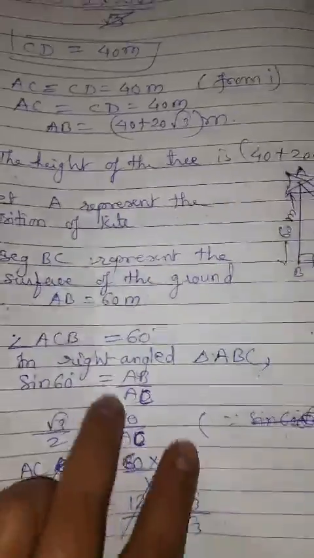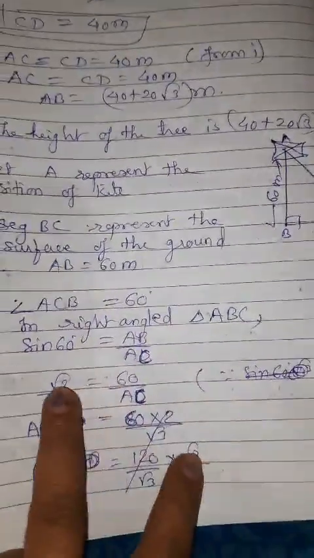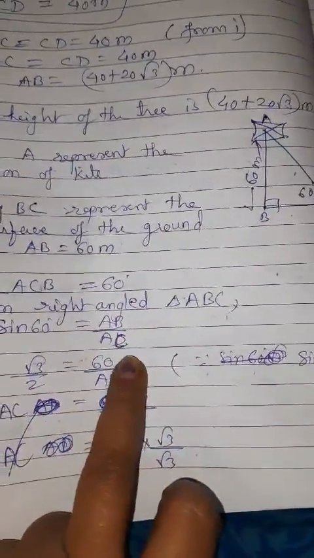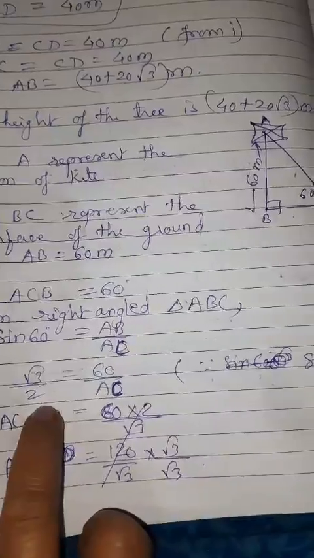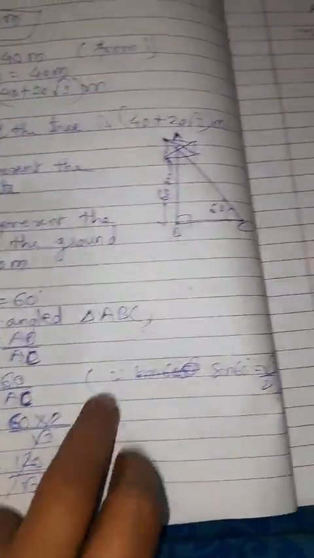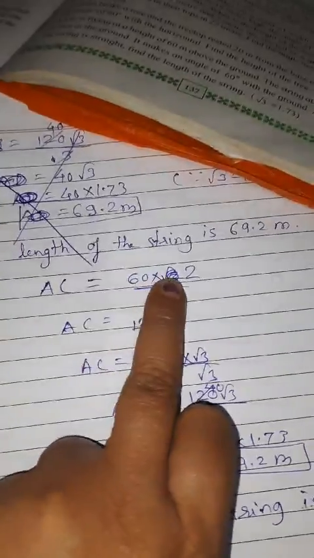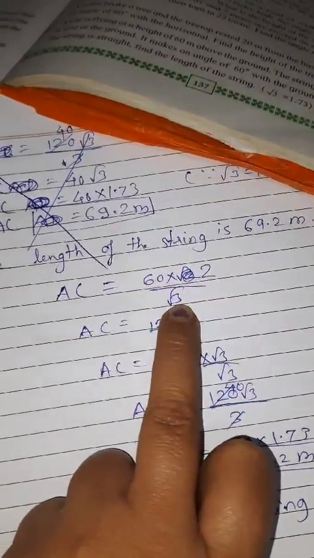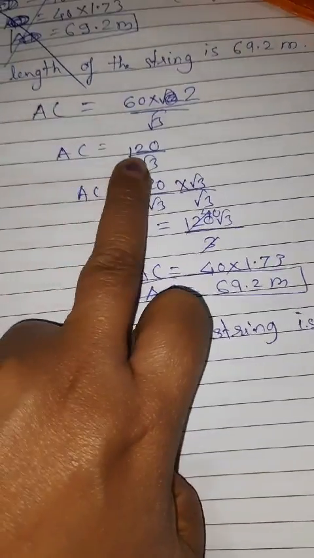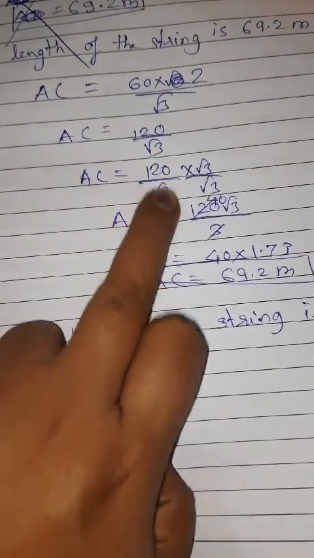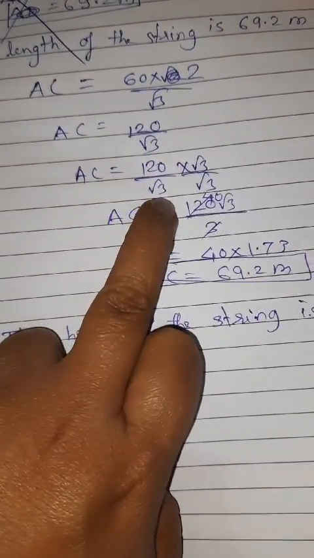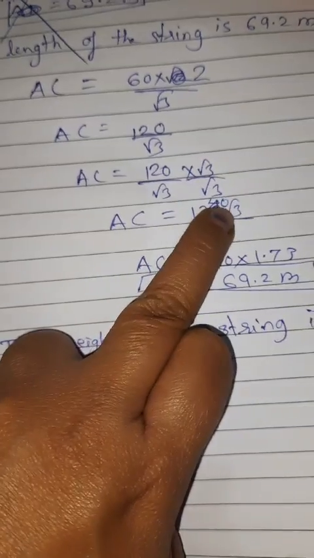AB is equal to 60 meter. In right angle triangle ABC, sin 60 is equal to AB upon AC. So root 3 upon 2 is equal to 60 upon AC. Sin 60 is root 3 by 2. So therefore AC is equal to 60 into 2 upon root 3. AC is equal to 120 upon root 3.